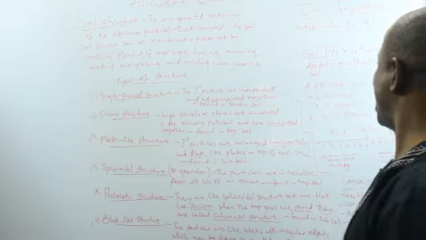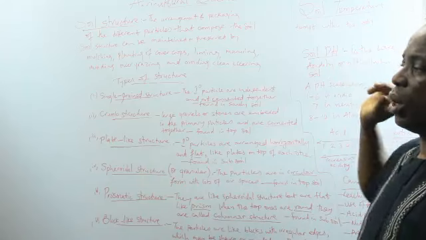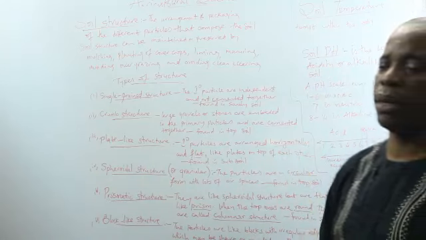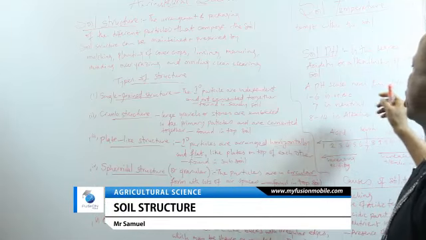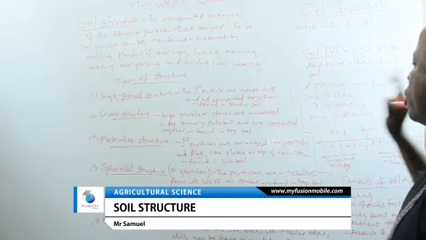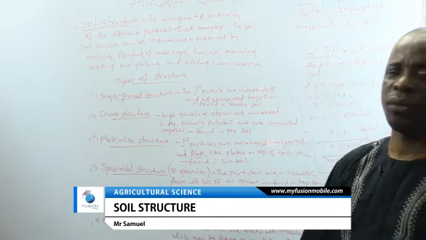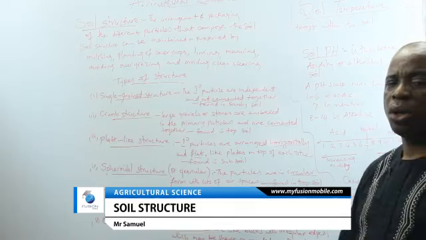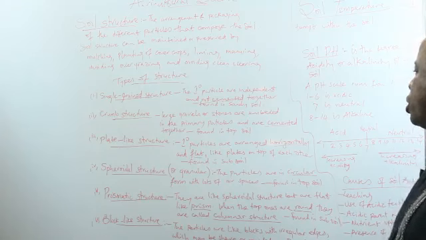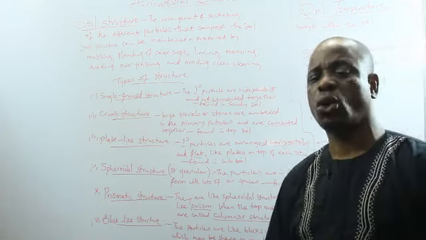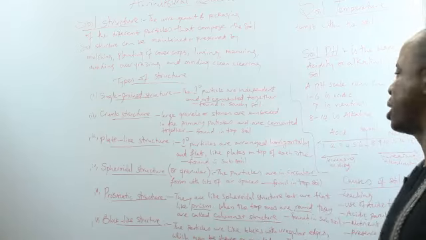pH is defined as the degree of alkalinity and acidity of the soil, or the quantity of hydrogen ion in the soil. The pH is measured by the pH scale. The pH scale is a range that runs from 1 to 14. In that range, 7 is called neutral. 1 to 6 is acidic, while 8 to 14 is alkaline.